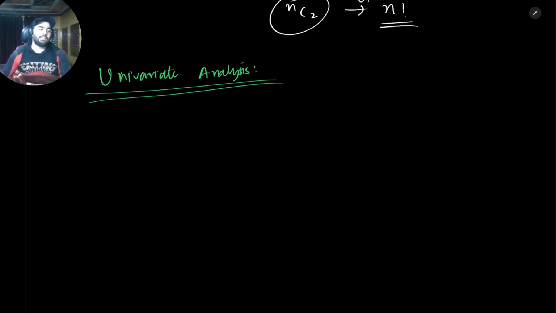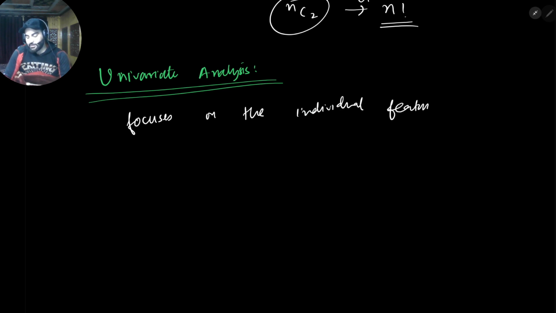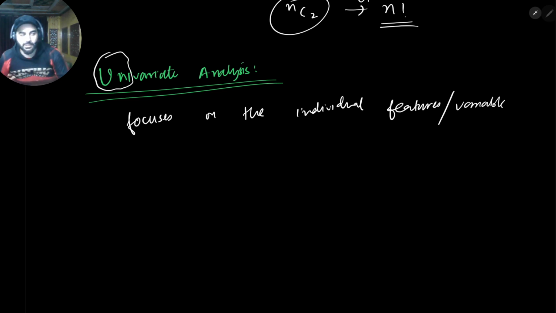So what is univariate analysis? It focuses on individual features or individual variables. That's why it's called univariate. Uni means one, so at a time it will focus on one feature. Let's suppose for the iris dataset, you can analyze one feature at a time: sepal length, sepal width, petal length, or petal width. So what are some ways by which I can perform univariate analysis? The first thing I can do is use histograms.